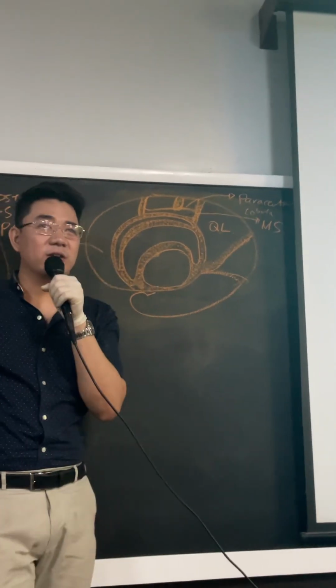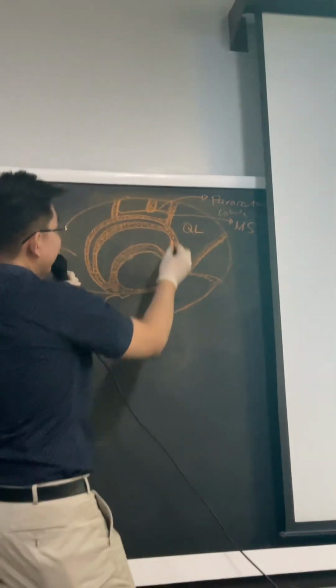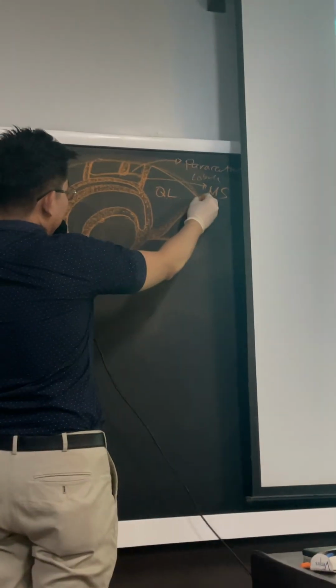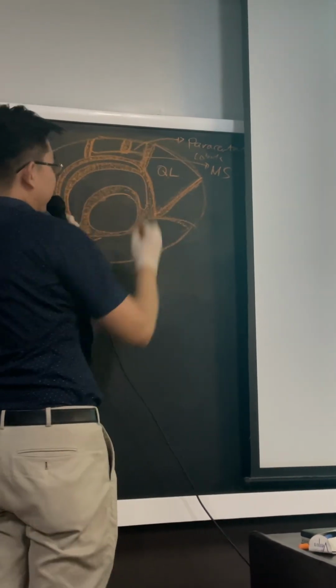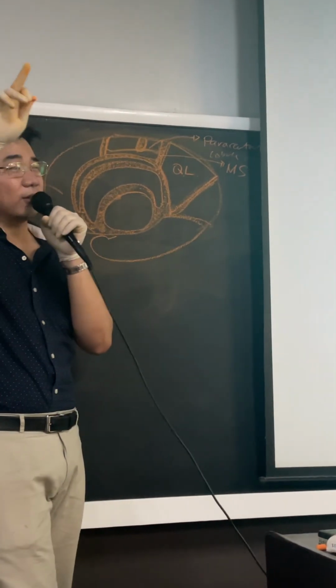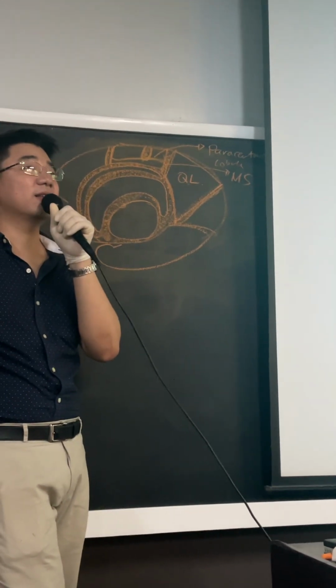So why is it called quadrate lobe? When you see quadrate, it has four sides, right? So this is one side, this is the second one, this is the third, and this is the fourth. That's why it was called quadrate lobe. Do you see it?